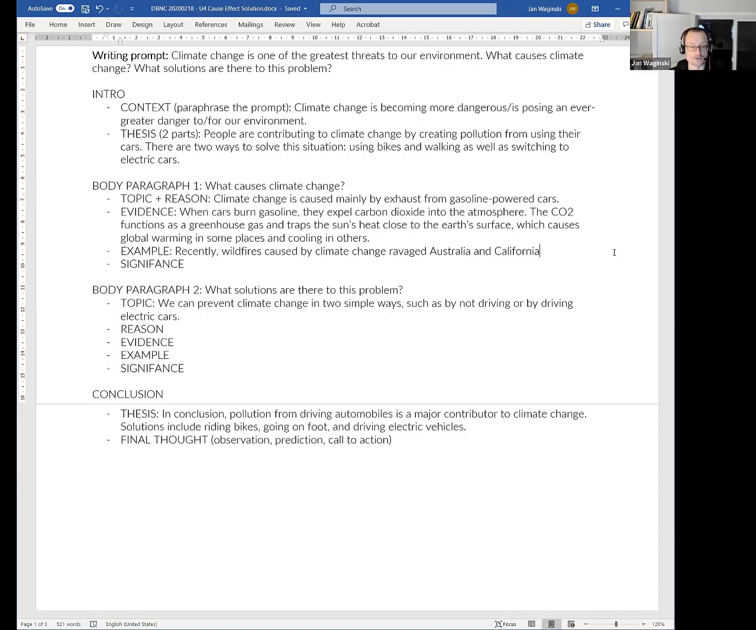What caused these wildfires? Disaster. So many animals have died, so many forests are gone. Should we include all this stuff or? No, because we're interested in the causes of climate change. Yeah.